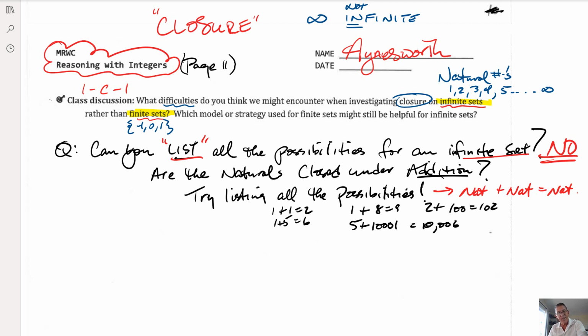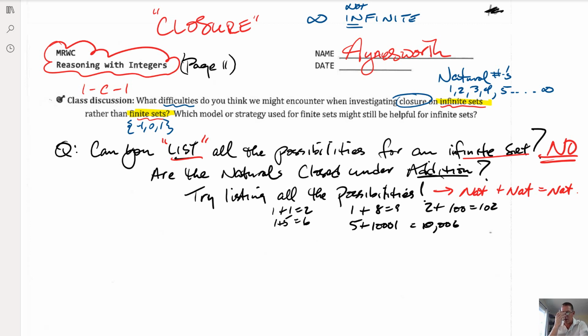I mean, it is, but how do you prove that? And that's for a discussion later on. So the question is: what difficulties do you think we might encounter when investigating closure on infinite sets versus finite sets? Well, you just can't list them all, people.